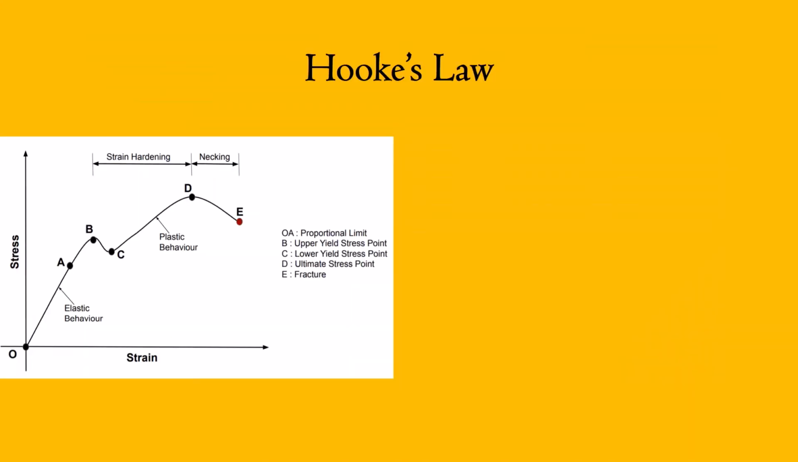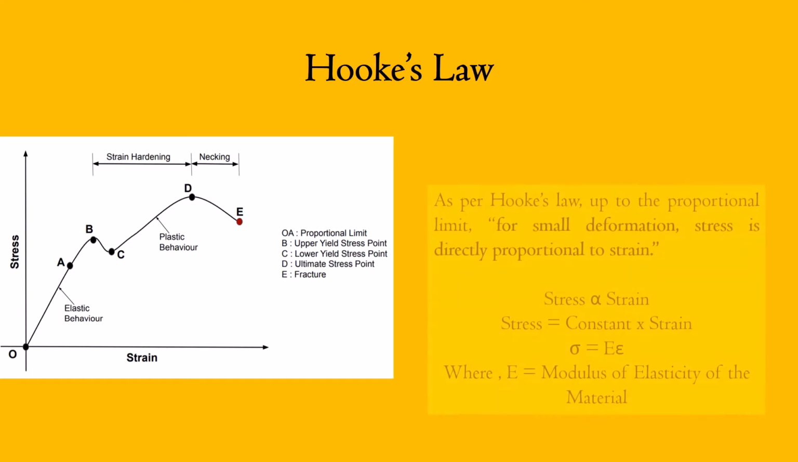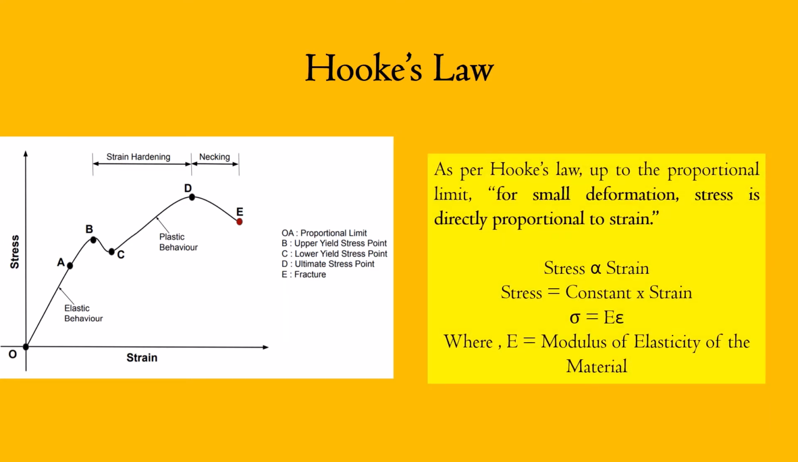Getting a clear picture about the stress-strain curve is very important to know what modulus of elasticity is. If I consider the curve OA, Robert Hooke explained the definition as Hooke's law, which tells that up to the proportional limit, for small deformation, the stress is directly proportional to strain. Hence, we can say stress is directly proportional to strain as per Hooke's law. Stress can be given as a constant times strain. Hence, this constant is considered as E, or the modulus of elasticity of the material.